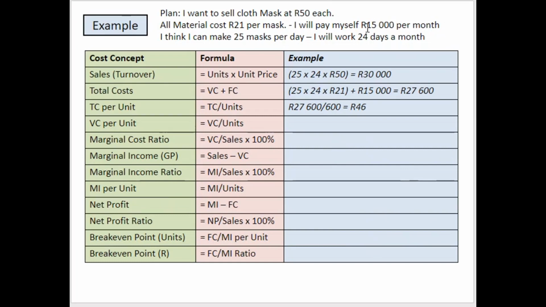Now, you might say 15,000 is a bit much. Maybe you would be happy paying yourself 5,000 Rand a month. But please remember, when you start a business, the first thing you must do is make provision for your own salary. We've done it here now, so we can have a look at our variable cost per unit. Our variable cost is that 25 times 24, which we now know is 600, times the 21.